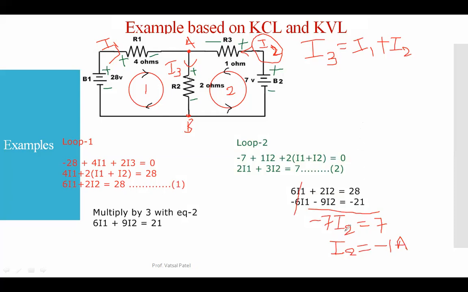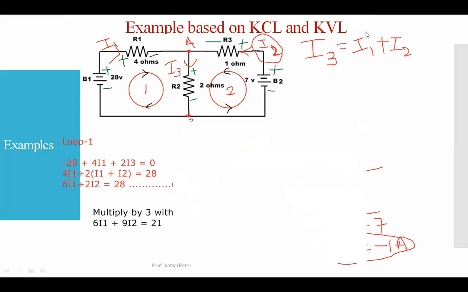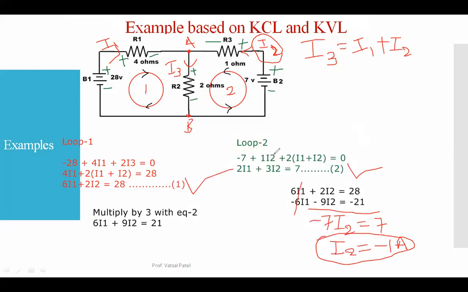Now, if we put this I2 value in one of the equation number 1 or 2, can we get I1 component? We have to just put the value of I2, it is equal to minus 1, and you can put in equation number 1 or equation number 2. Can we identify I1 component? Yes, Prithviraj, your answer is correct. Yes, Viswajit, your answer is also correct for the I1.